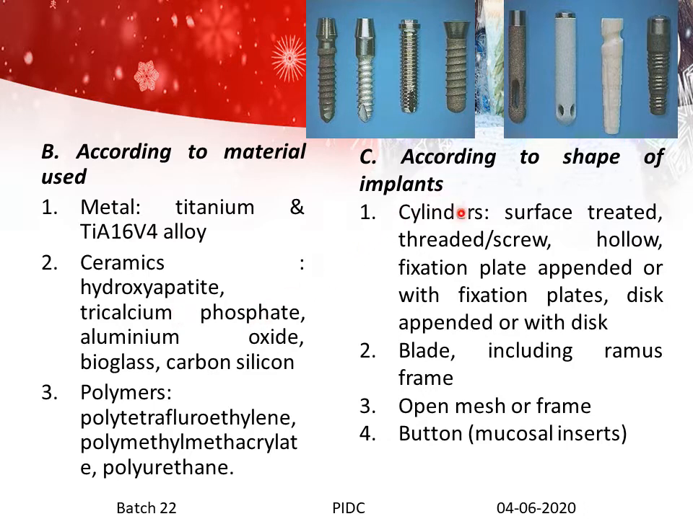According to the shape of the implants, it could be a cylinder shape, it could be either surface treated, threaded, like for example you can see the threads here, hollow, with or without fixation plates, with or without discs, a blade including ramus frame, open mesh or open frame, and the button implants.